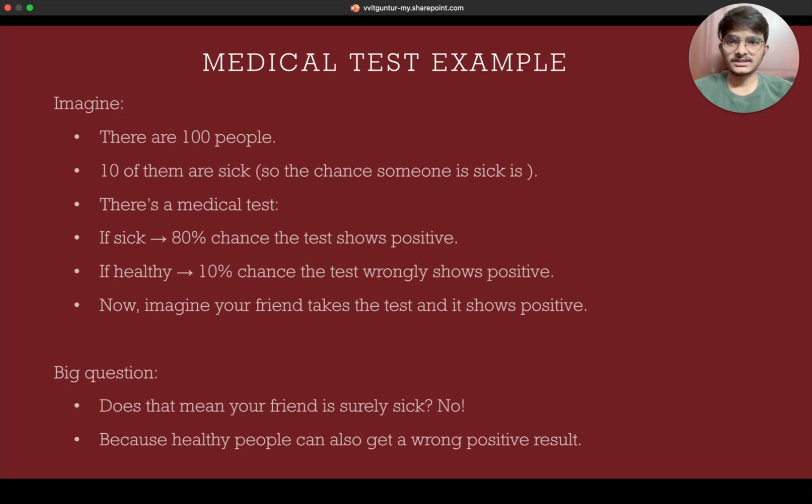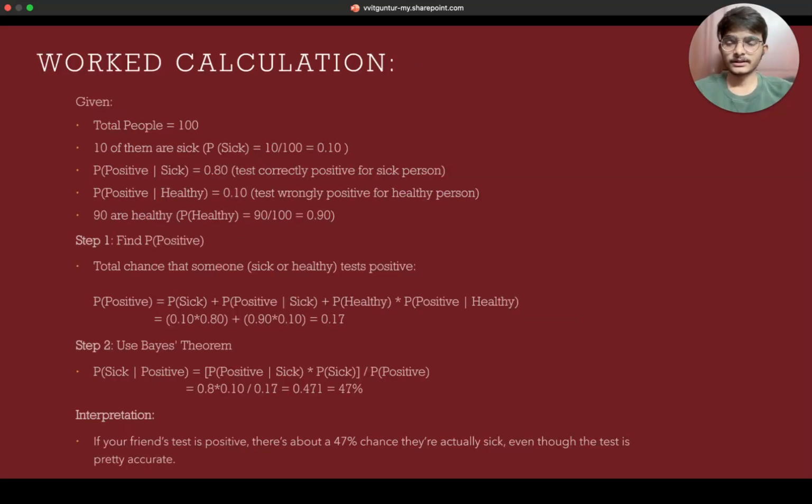Now let us imagine one of your friends took the test and got a positive result. Does that mean your friend is surely sick? No. Because healthy people can also get a wrong positive result, there will always be some uncertainty when doing these types of tests. There will not always be 100% accuracy. We shall calculate this to understand it better.